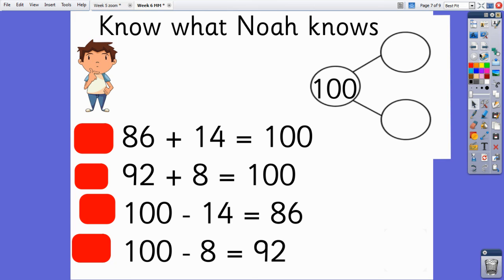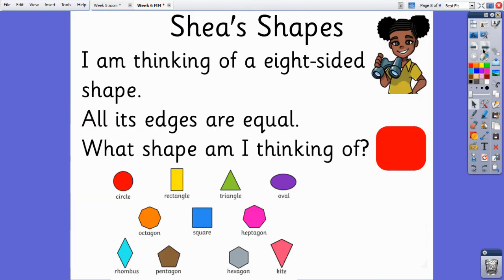Well done, year 2. And finally, we'll move on to Shay's shapes. Shay says, I am thinking of an 8-sided shape. All of its edges are equal. What shape am I thinking of? Have a look at our 2D shapes below to work out the shape of the 8-sided shape with all of its edges equal. Pause the video and have a think.